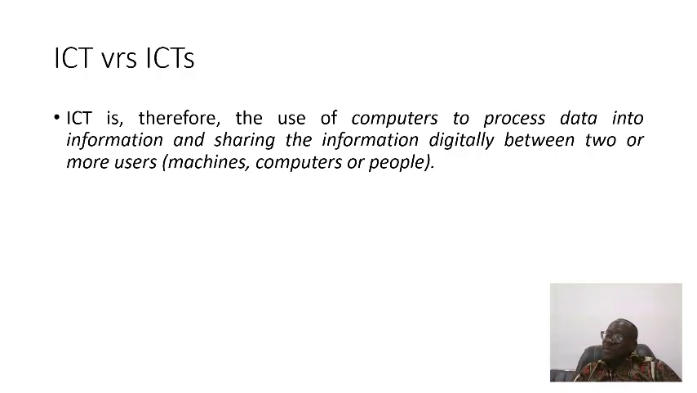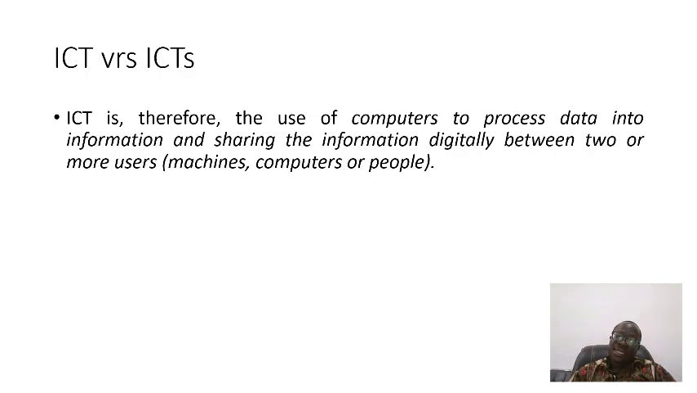Now, after the information has been created, how do you share that information? Sharing that information digitally between two or more users together is what we call ICT. So basically, it's the use of computers to process data into information and sharing or exchanging that information digitally. Now, we want it to be digital. We don't want it to be analog. Using that, sharing that information digitally between two or more users is what is referred to as what?